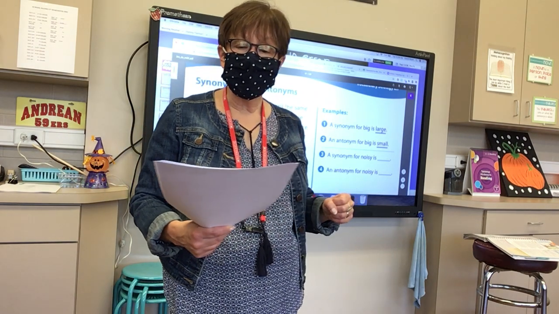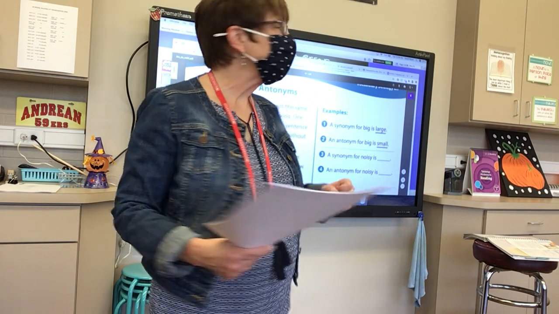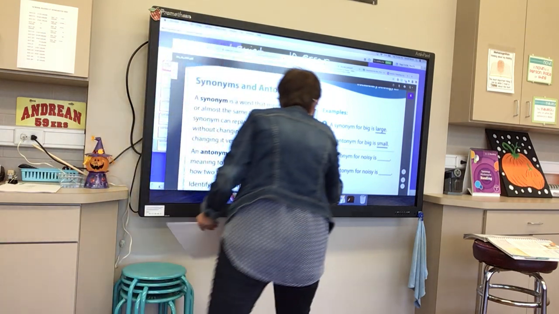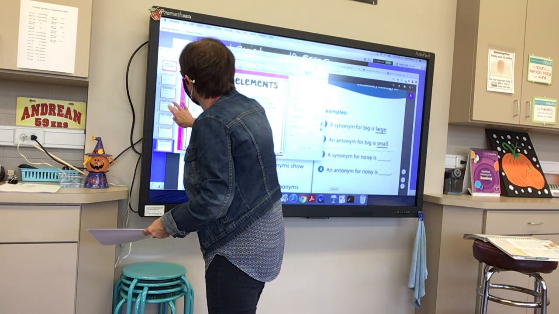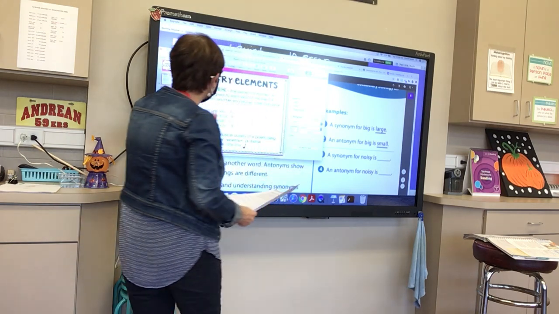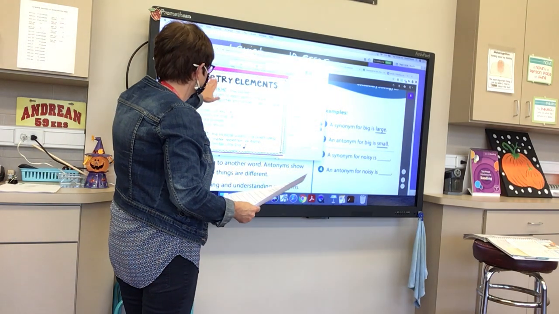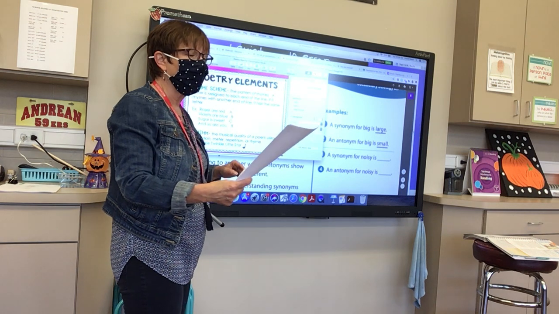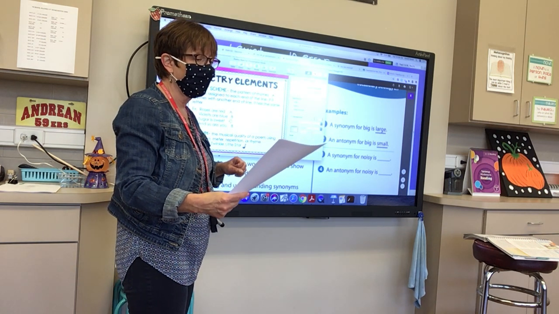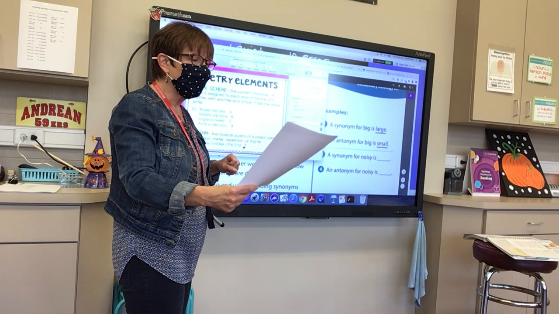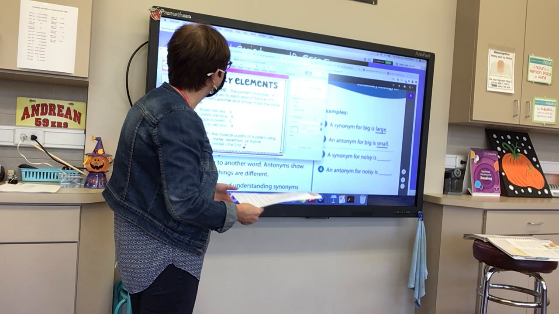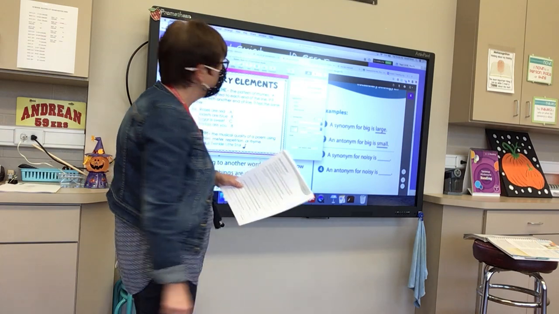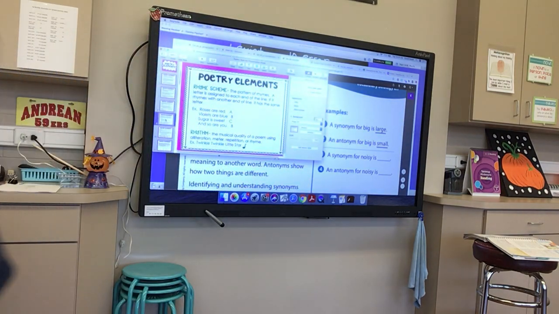Poems use sounds in special ways. A rhyme scheme, and we had a rhyme scheme here. Here's a rhyme scheme right there. It is the rhyming pattern at the ends of the lines. It says, answer the questions about page 151 of Adventures with Words. So boys and girls, we have to go into our poems. So let's go to page 151.